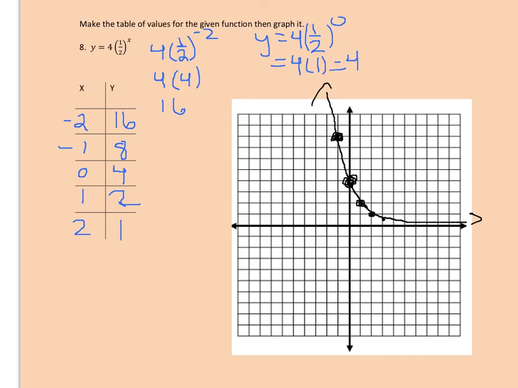So look at the difference here. As we read left to right, you start high and then get low quick. So that is exponential decay.